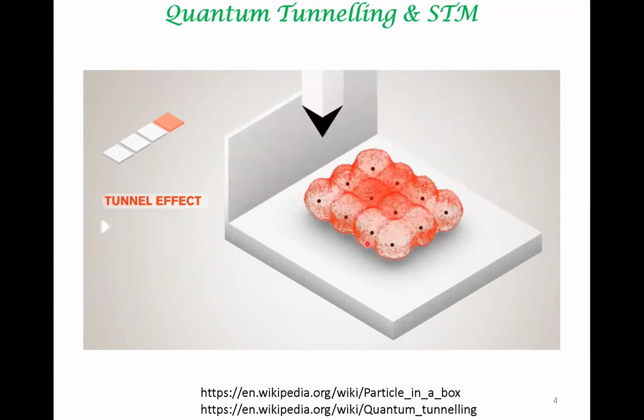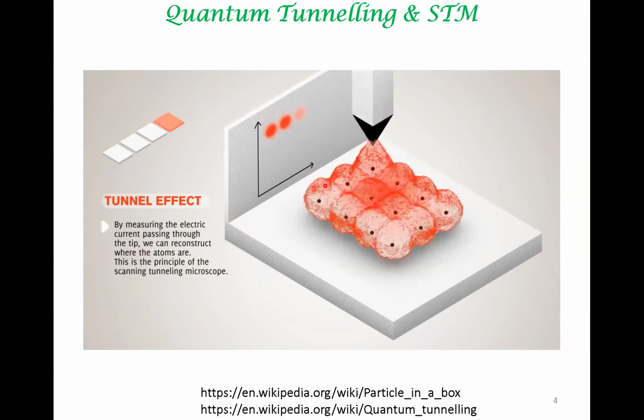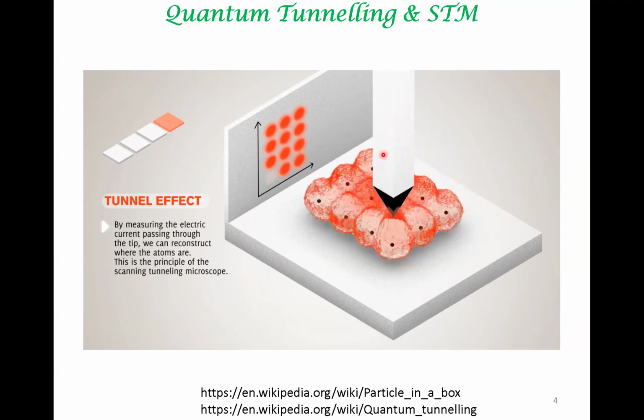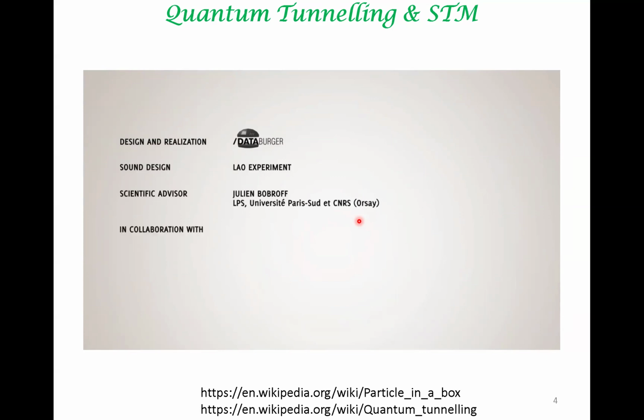So what is the scanning tunneling microscopy? There is a tunneling current between the atoms on the surface and this probe, which helps in visualizing the surface. That is, if you have a surface with these atoms, by measuring the current between the probe and the surface, you can get an idea of the atomic structure.